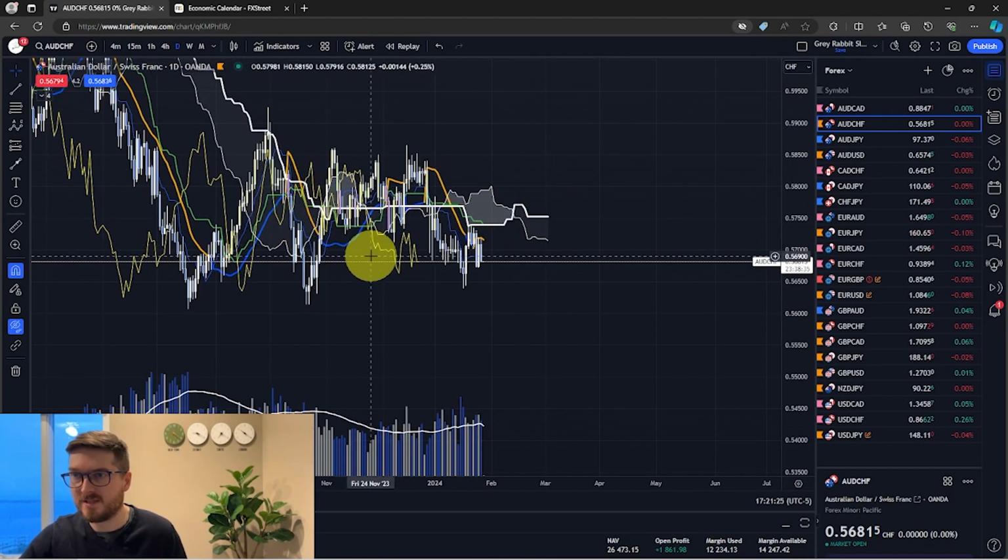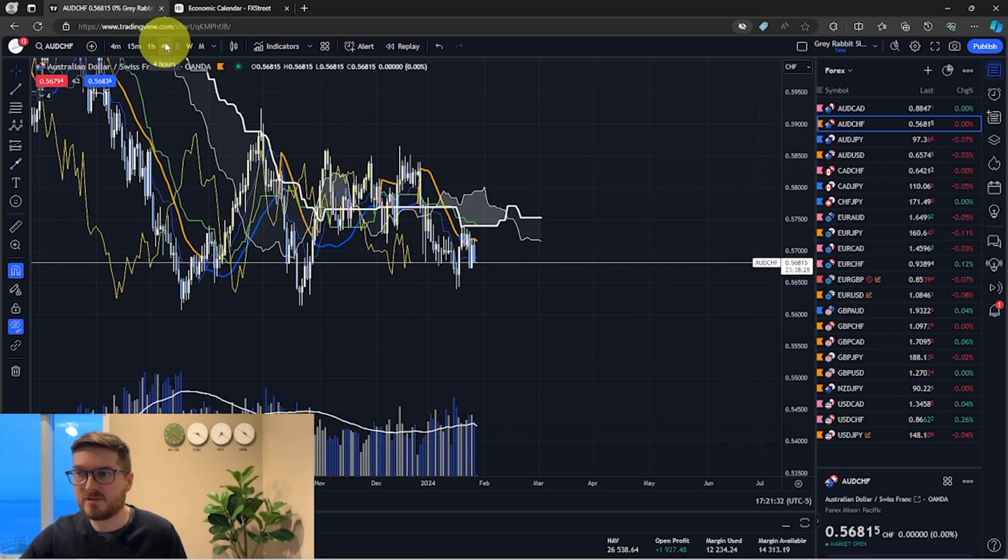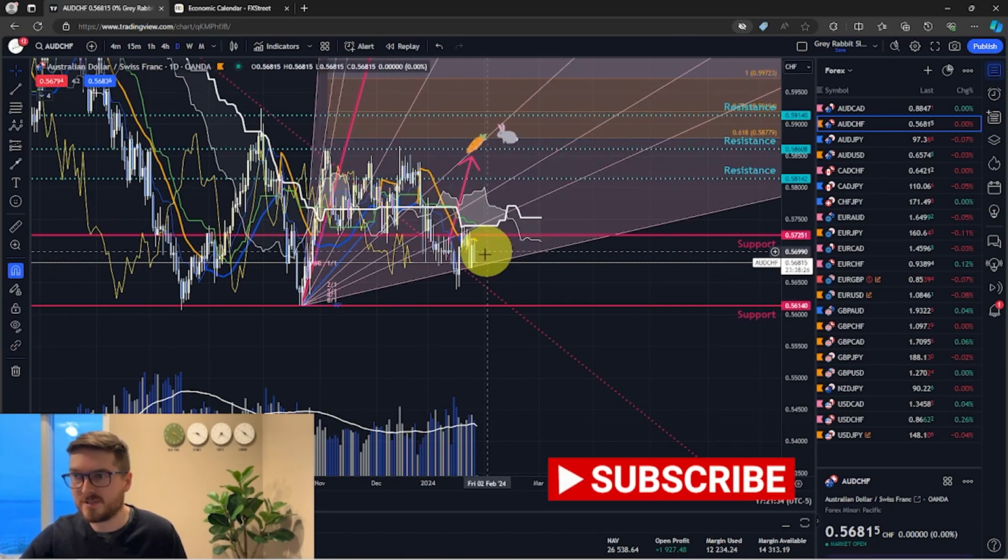The Kumo cloud and the Chikou span is overlapping the candles. We have a lot of Kumo cloud twists, right? So guys, we're just in a range. And if I look on the lower time frames too, hold on, let me just show you my drawings. So on this Gann fan, we've found support twice. So I'm expecting price to keep heading back up to the top of this range.